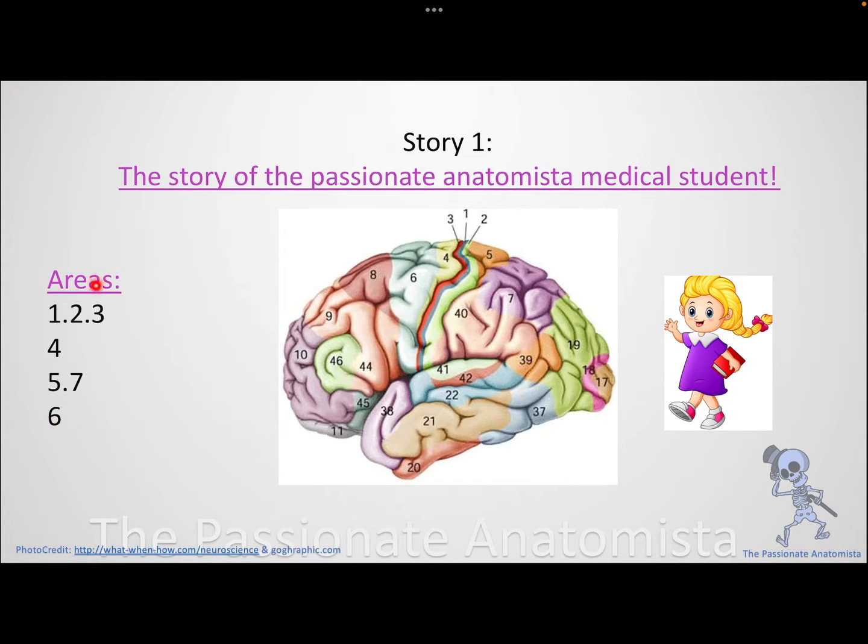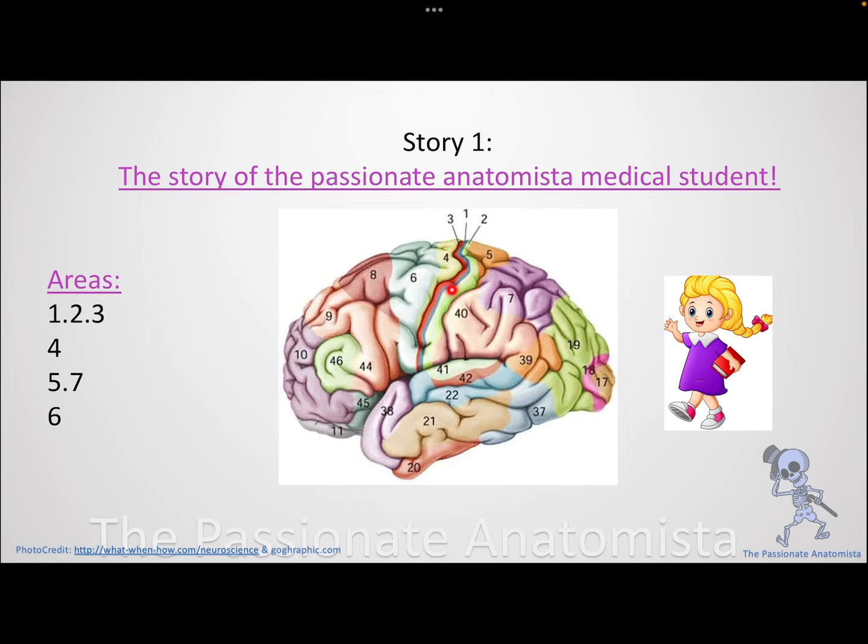Okay, guys, so this is how you will remember the Brodmann areas. 1, 2, 3, primary somatic area. 4, primary motor area. 5 and 7 are going to be your secondary somatic area, and 6, the supplementary motor area for skilled movement.